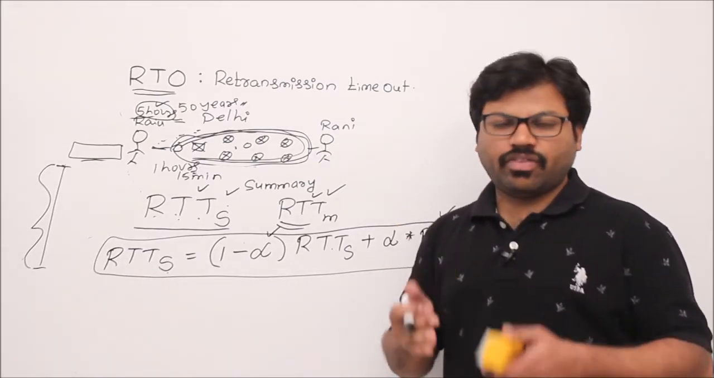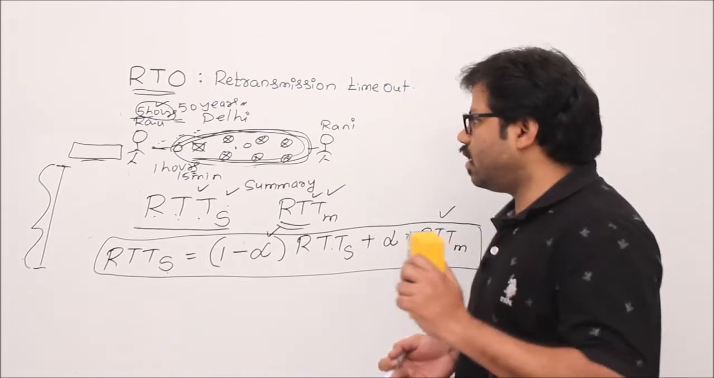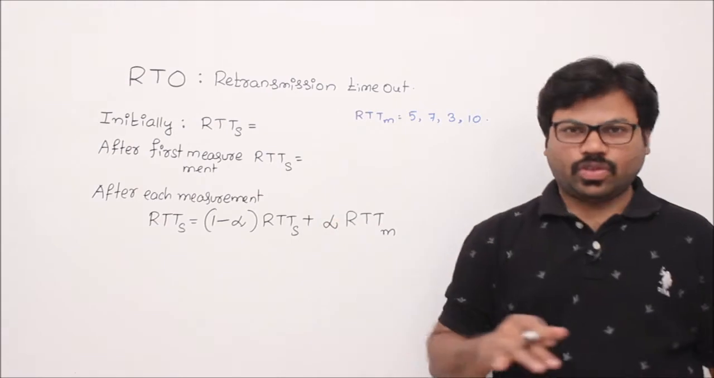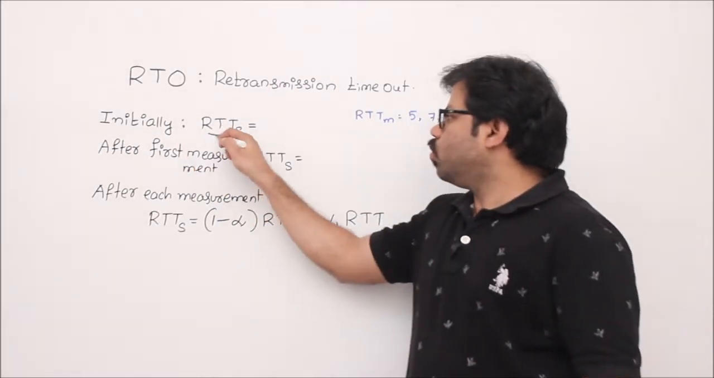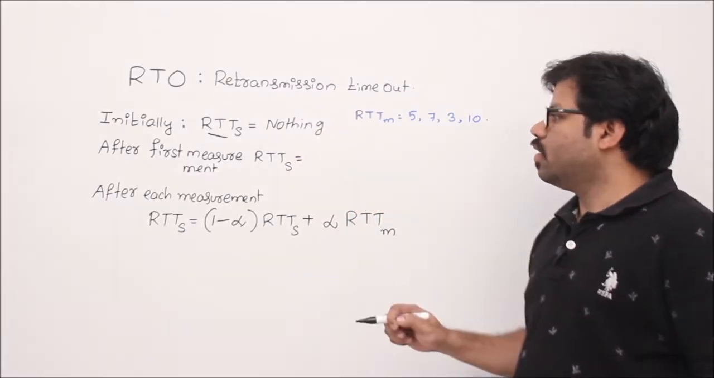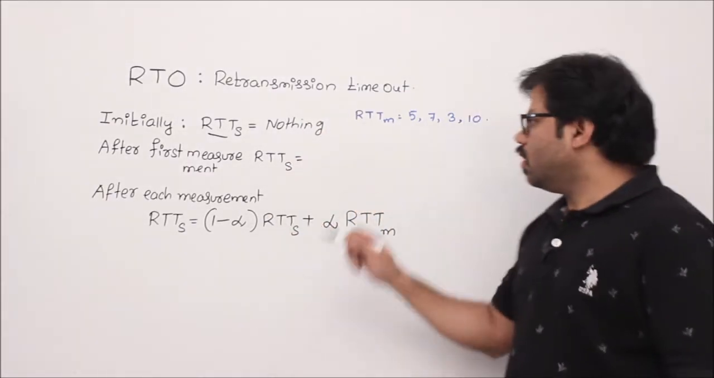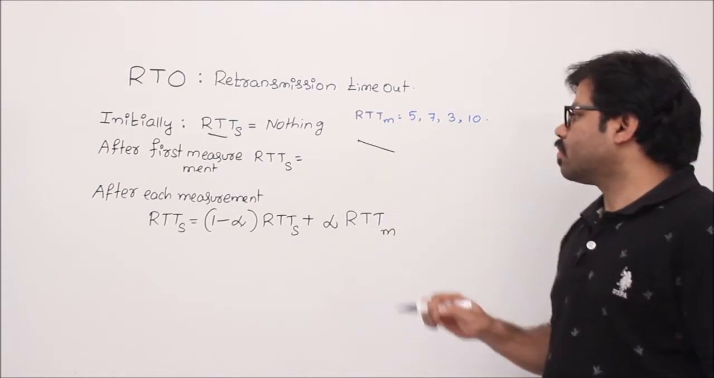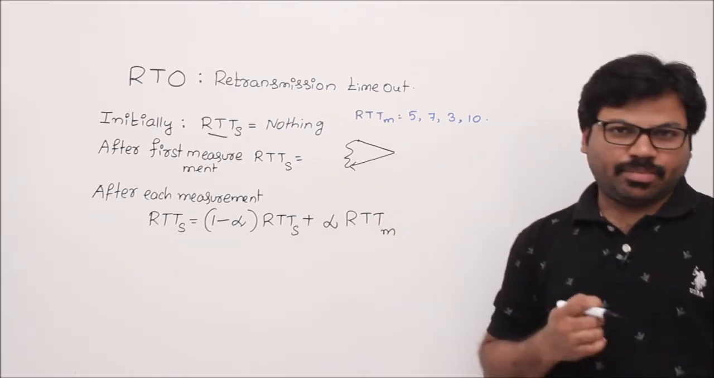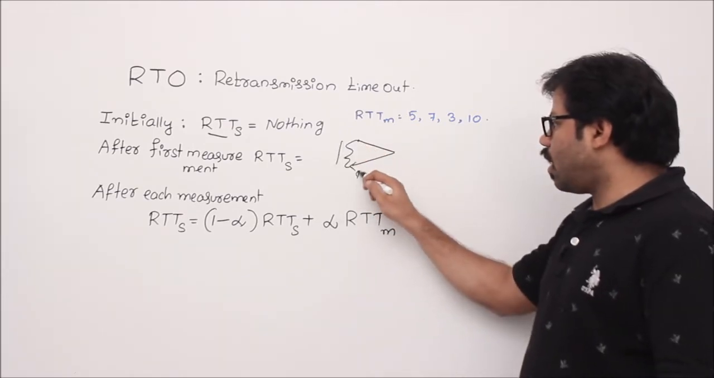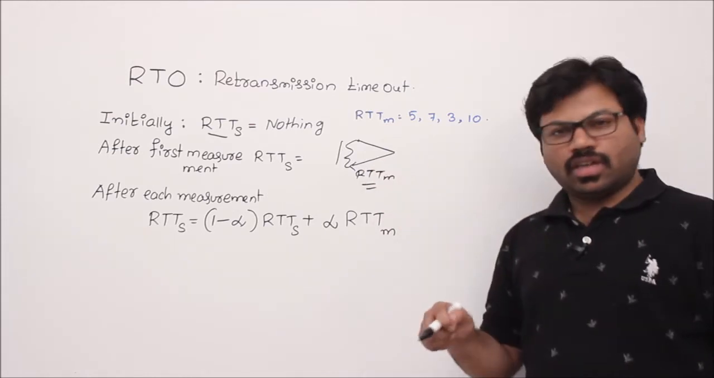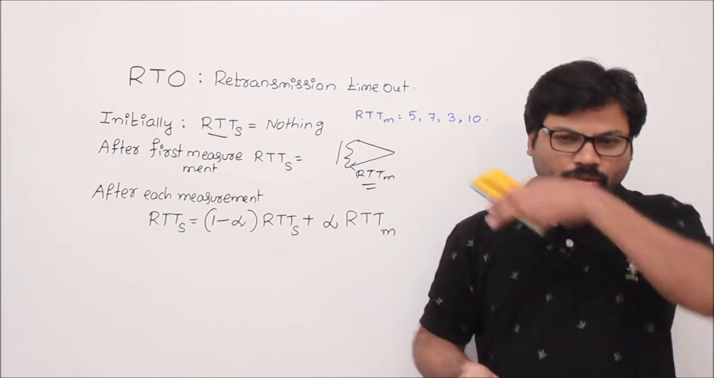So if I show some numerical, you can easily understand. Let's start with one numerical problem. Now we'll see how to calculate this RTT smooth. Initially, RTT smooth will be nothing, we don't know anything about it, because we don't know the history, or summary. After the first measurement, that means we send a packet and then get an acknowledgement, that is called the first measurement. So this duration is nothing but RTTM, first time. Similarly we do it so many times.